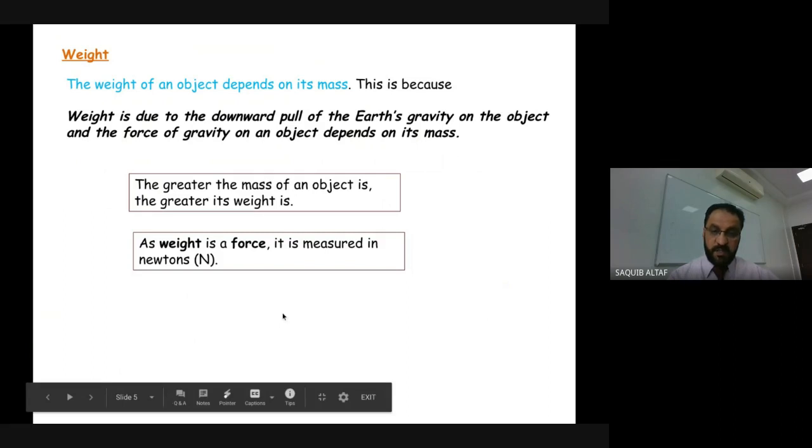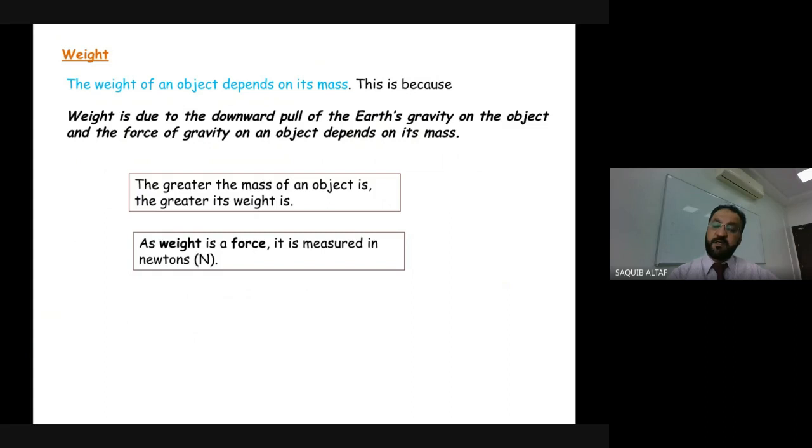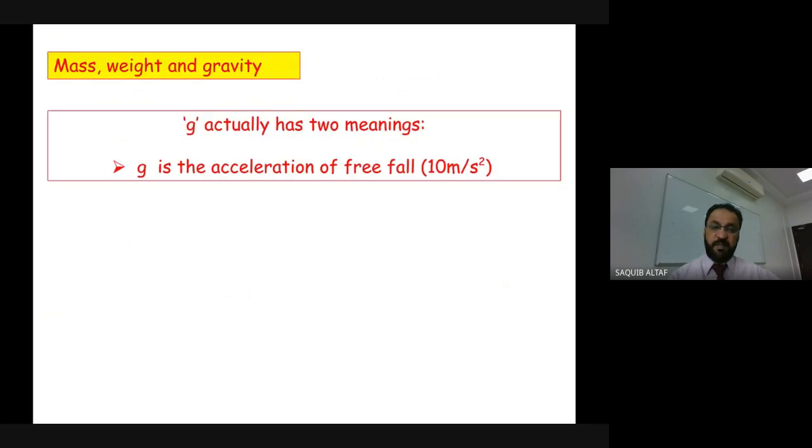When I told you that the greater the mass, the greater the weight, it means the less the mass, the less will be the weight. So weight depends upon the mass, but remember it also depends upon the gravity. If the gravitational pull is less, the weight will be less. I will give you the example. Before going to that example, just let me complete this, then I will solve some questions for you.